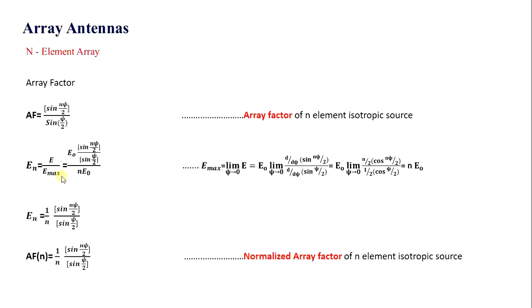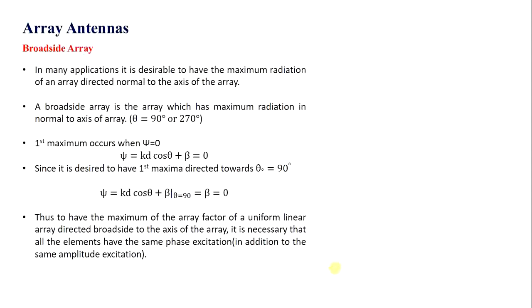Now the normalized array factor is equal to the normalized electric field, which is 1 upon n sin n psi by 2 divided by sin psi by 2. In this way, we have calculated the electric field and the array factor of an isotropic element array. Now we will move to the broadside array and the endfire array.